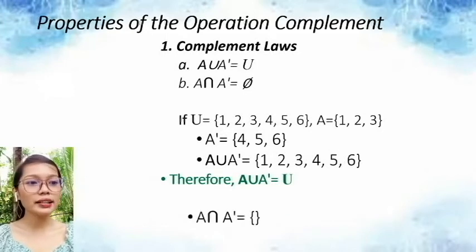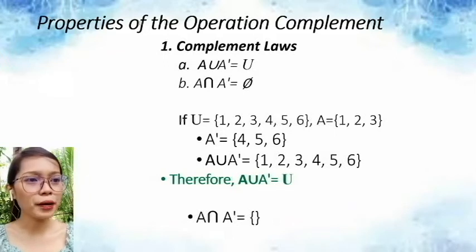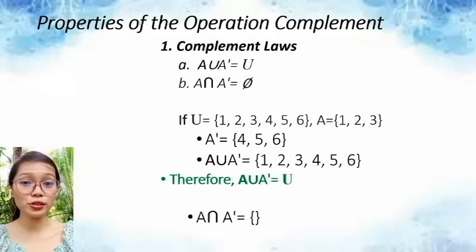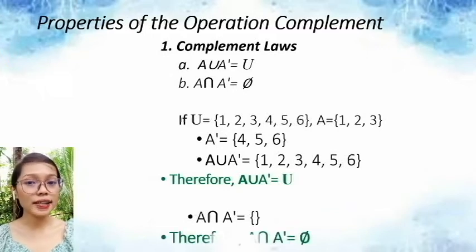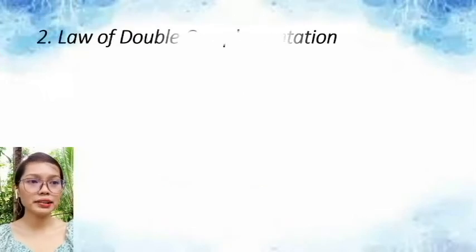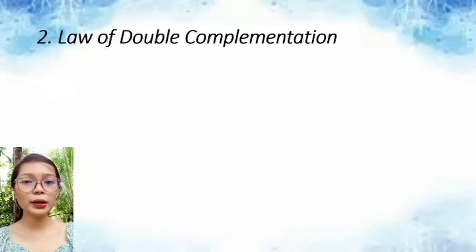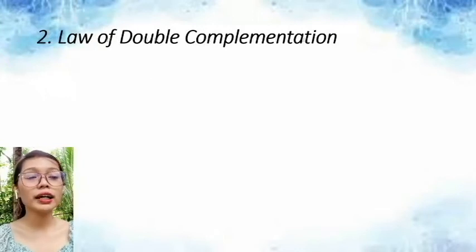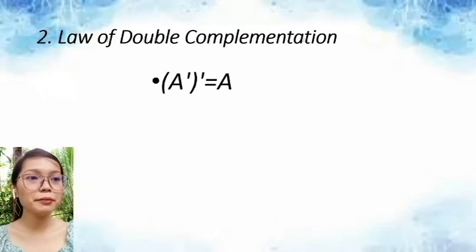Second, A intersect A prime. Unsa may di ba ang A prime na to 4, 5, and 6. Ang atong A kay 1, 2, ug 3. Di ba wala sila intersection? Therefore, A intersect A prime is null set. Okay. Second property is the law of double complementation. So, i-double complement na to ang A. Therefore, A prime prime ana pagid niya is just equal to A.